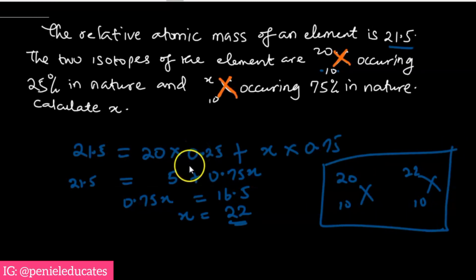All right, with this, we've come to the end of our topic on isotopes, atomic mass calculation, and how to calculate the abundance of any isotope once you are given the mass in any of the calculations.